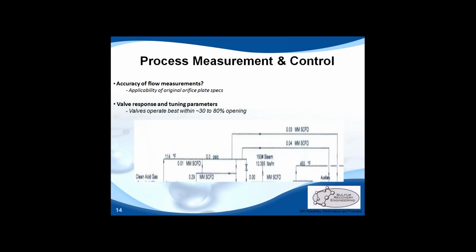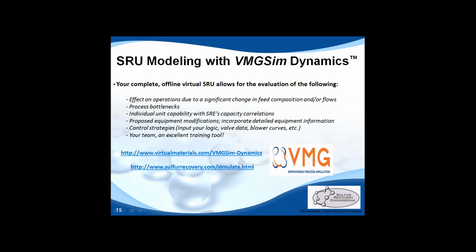What this means is that you're running blind. This facility will have to shut down, and I believe they have to change out their orifice plates to have more accurate flow measurements. What else can we do? We can create dynamic models of our SRU. We can create a complete offline virtual SRU to evaluate some of the following.